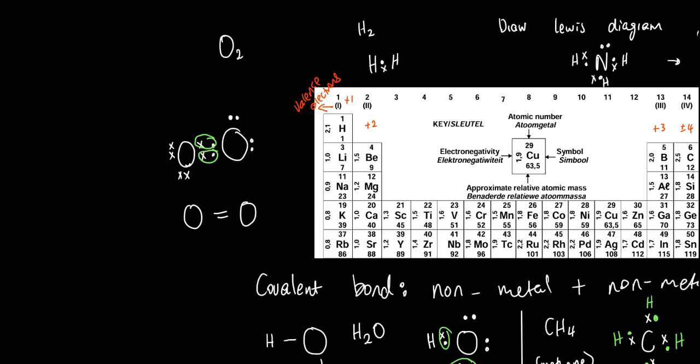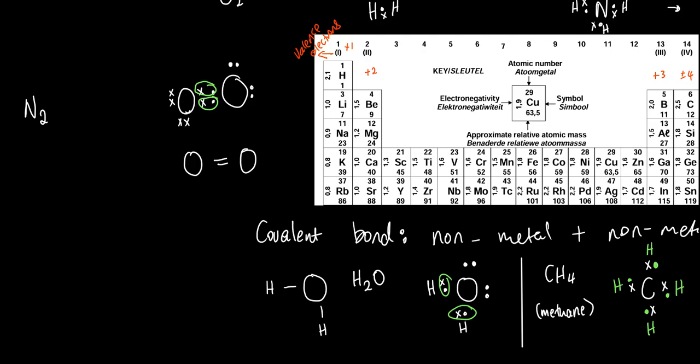Right. What about nitrogen N2? You know that nitrogen is 1, 2, 3, 4, 5. You know that the second nitrogen will also be 1, 2, 3, 4, 5. But then now, how do they form a bond here? Any idea?